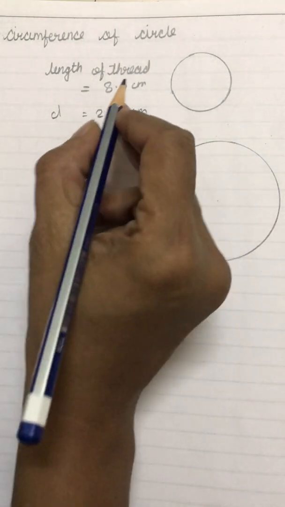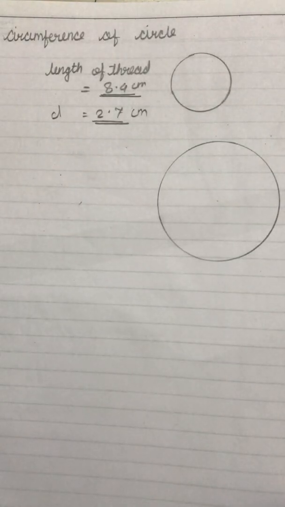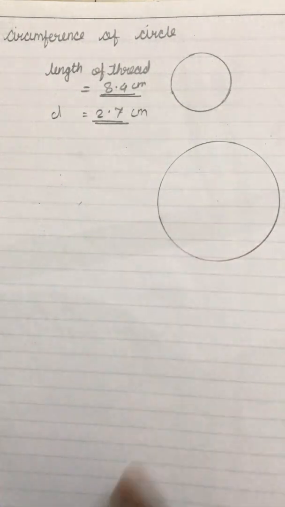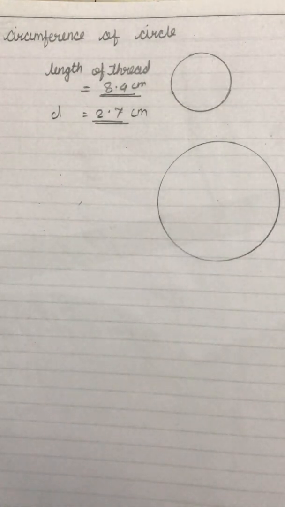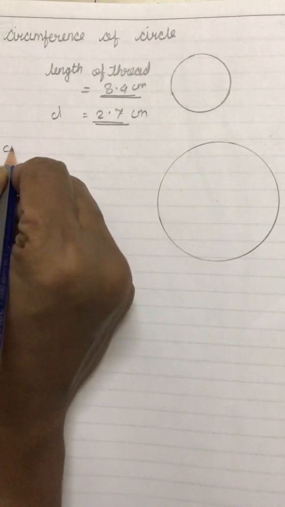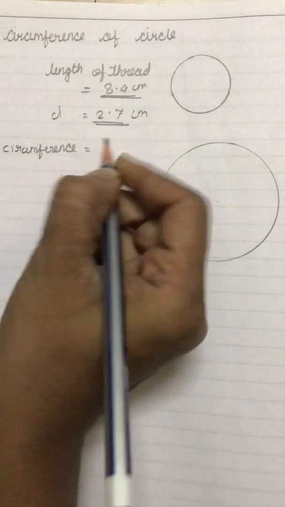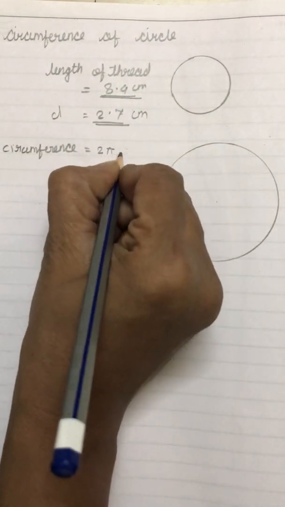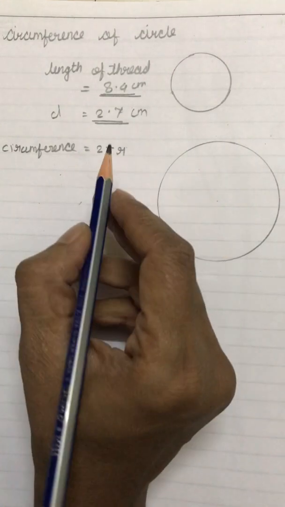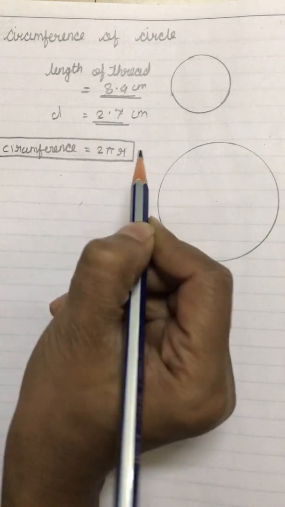But we cannot always use this thread method to find the circumference of the circle. So there is one formula derived for finding the circumference of the circle, and that is circumference is equal to 2 pi r. Now we will see how this formula is derived using the experiment we have done.